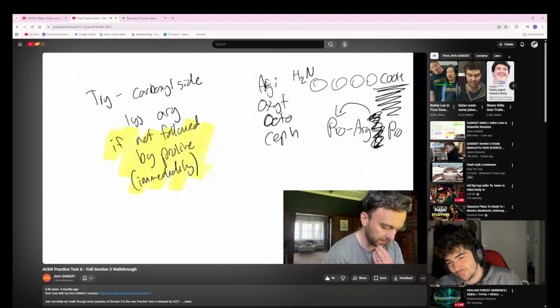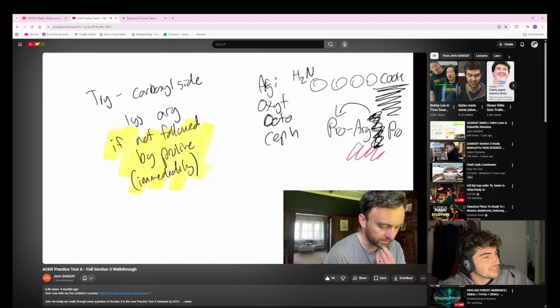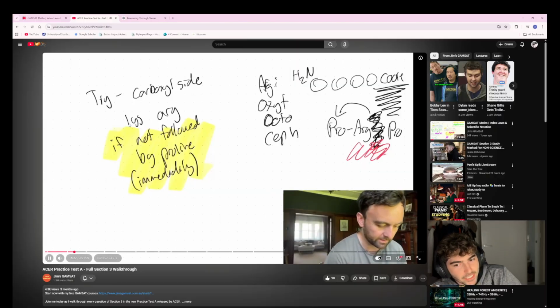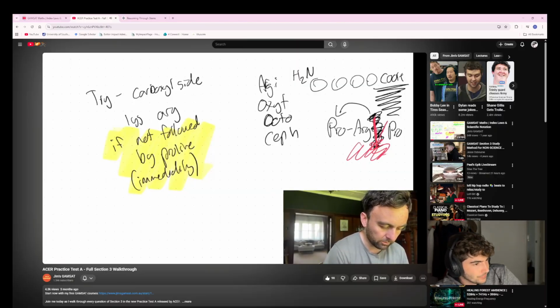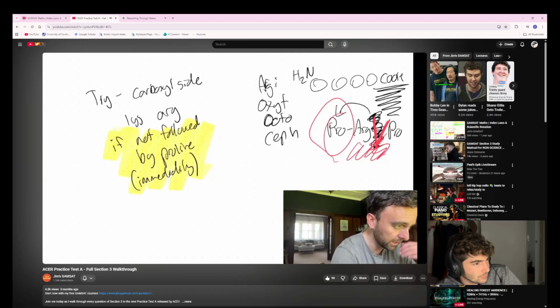Because if you imagine the enzyme is like a pair of scissors, I don't see how it would be cutting here, but somehow recognizing something over here. So I think that it would cut argipressin.